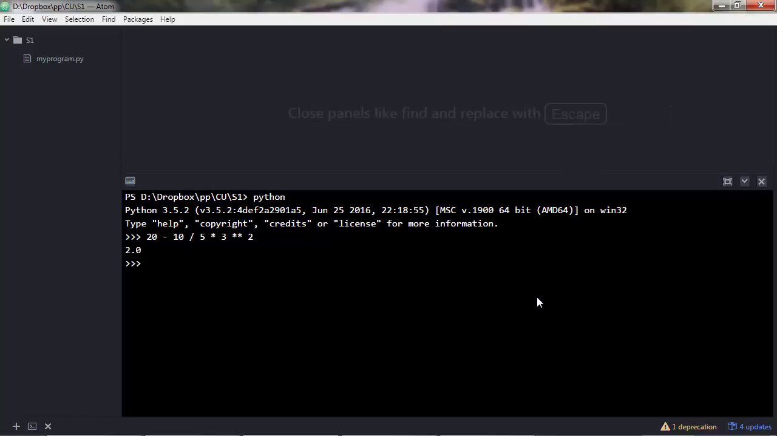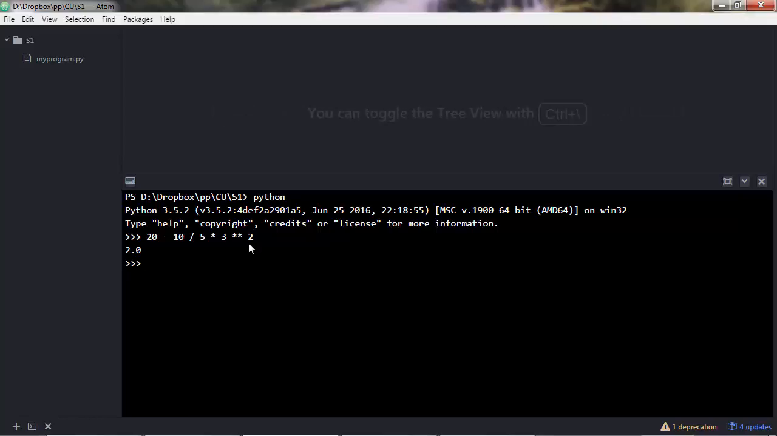So when you have multiple operators in an expression, the one to be executed first is the exponent. So we have 3 in power of 2 here, and that will give us 9. So power is the first to be executed, and after that is division and multiplication.